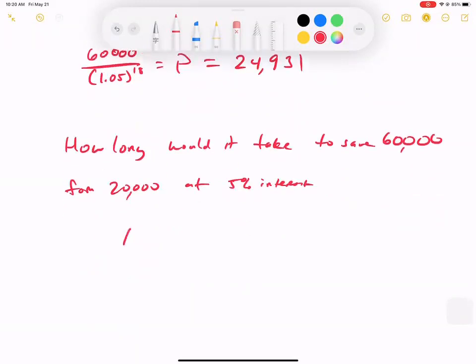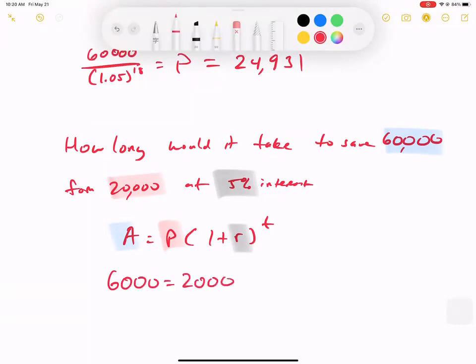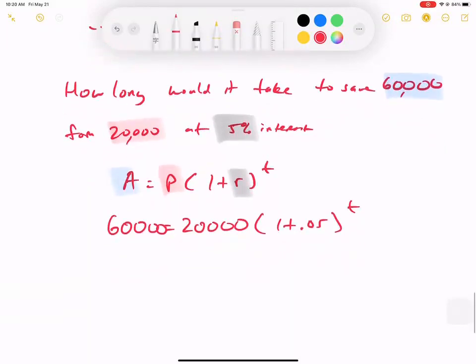Okay, so we have A is equal to P(1 + R)^T. We have everything we need. Let's see what we got. We have my final. We have our initial. And then we have our rate. But we don't have the time. And if you can catch this right now, why don't we have the time? It's because this is what we've been working on the last month. How can I solve for exponents? 1 plus 0.05 to the T power. This is legit what we've been working on for the last month.